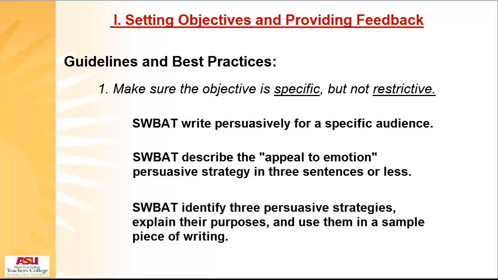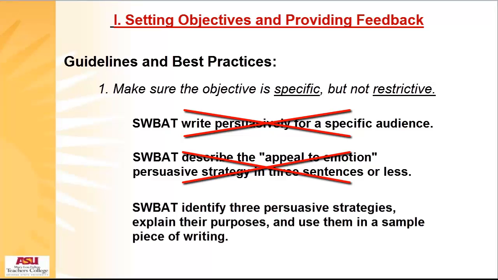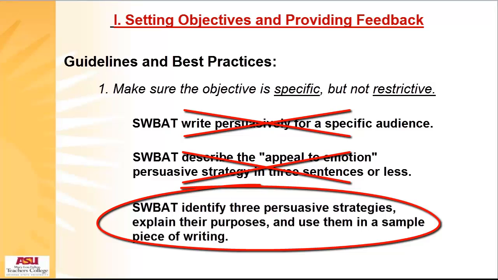of writing. The first objective is very broad. A whole bunch of knowledge and skills are required to write persuasively, and they can't all be taught in a single lesson. The second objective is so specific that it might actually be limiting. The scope of a lesson should extend beyond just giving a short description of a single strategy. The last objective is appropriately specific. It describes specifically what students will be able to do by the end of the lesson, but it's broad enough to allow for students to construct knowledge and engage in higher order thinking.